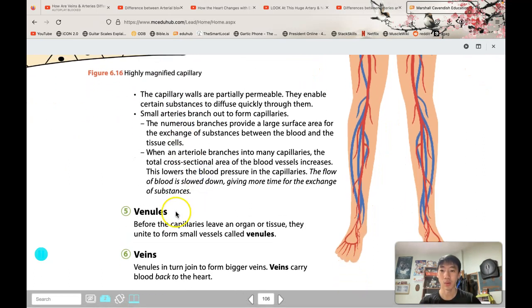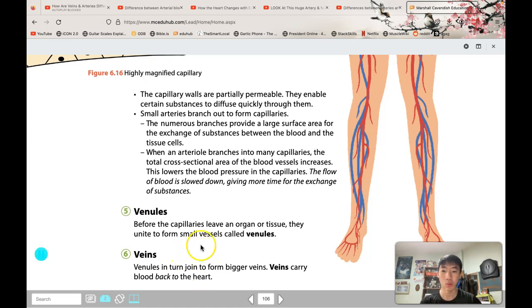Okay, so let's talk about venules. Venules are what happens when the capillaries combine again, and so they will unite to form small vessels called venules. And these venules would join back to form bigger veins, and the veins would carry blood back to the heart.